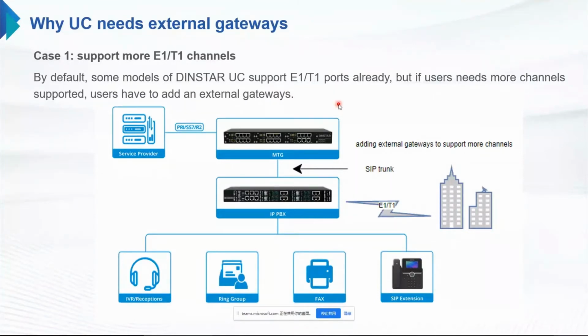In case one, our IPBX already has E1 or T1 built in, and the customer can use the T1/E1 to make an outgoing call to the telecom. Of course, if you need more channels or more ports, you can also add a SIP trunk and go through the MTG. After that, you can still make a call to PRI. So this is a two-way way to make more channels. It is very flexible and very easy to upgrade all the capability here.